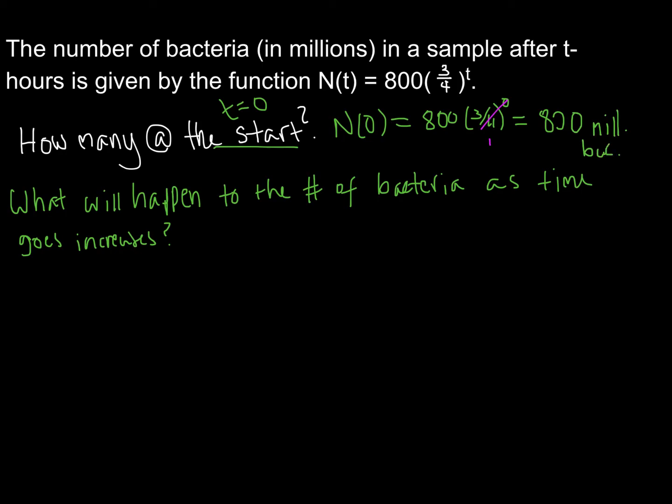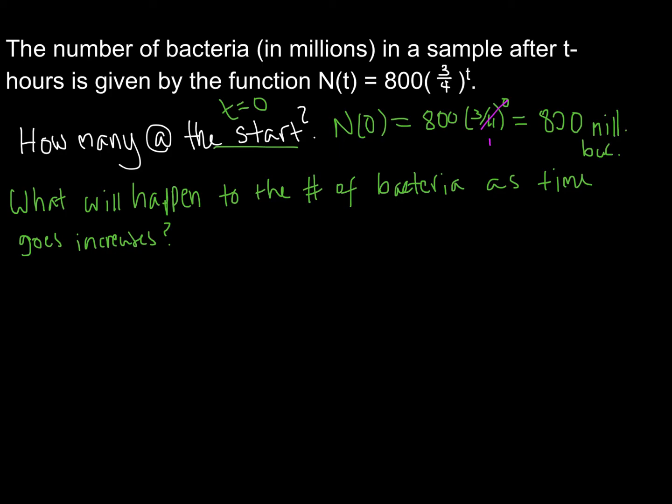Okay, now what will happen to the number of bacteria as time goes on, or time increases? So here there are a couple of options. Maybe you want to plug in different t values. Start with 0, go to 1, go to 2, go to 3, and see what happens. That's perfectly fine. But how can we tell what will happen? Simply by looking at the function. In particular, looking at the parameters.